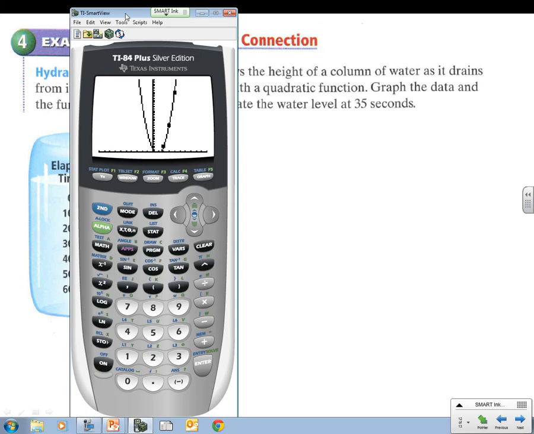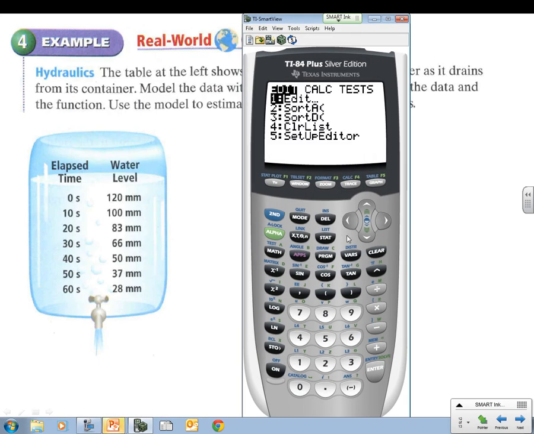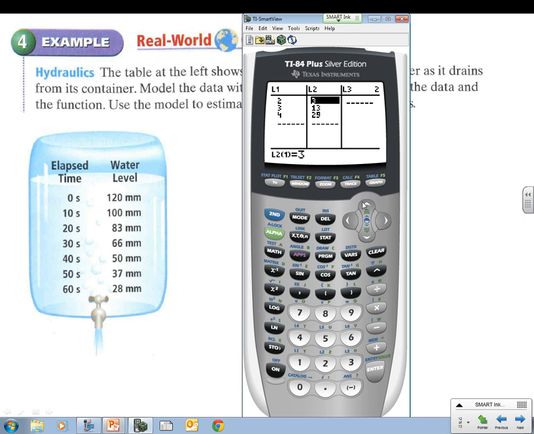Let's go into our calculator. Go back into our list. We're going to edit this. I'm going to clear out my lists. So go up to the top of L1, hit clear and enter. And here we go. It's every 10: 0, 10, 20, 30, 40, 50, and 60. And then, oops, I gotta hit enter.